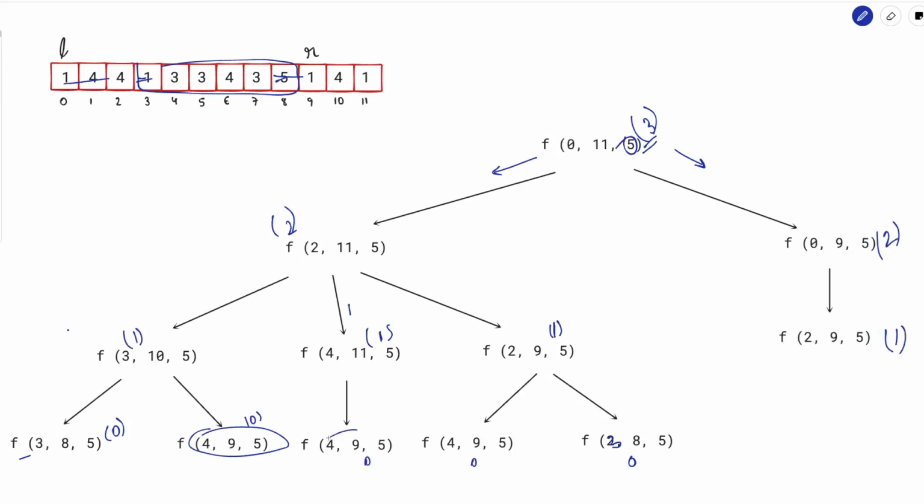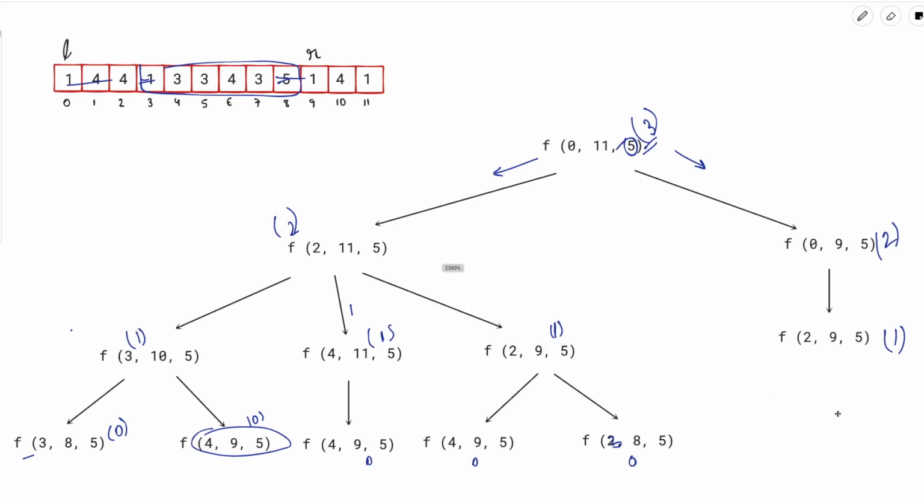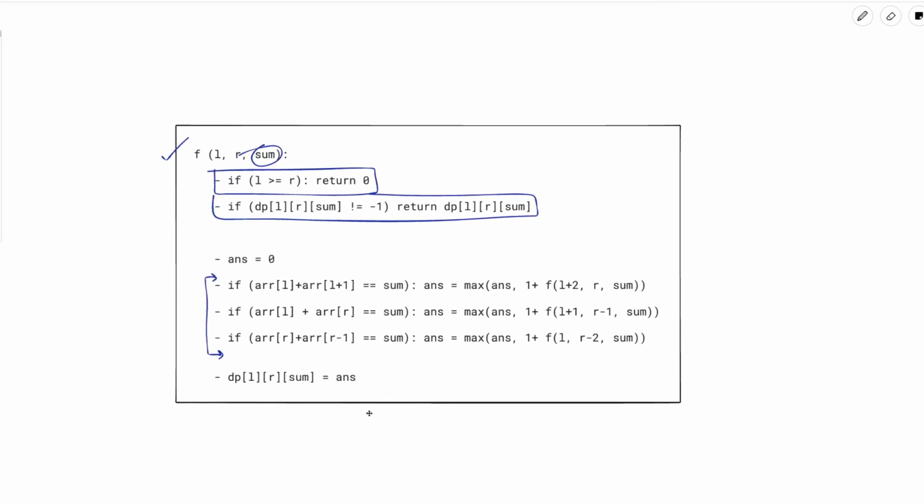f of 4, 9, 5, 4, 9, 5, f of 2, 9, 5, which occurred again. So there will be duplicates. So if you memorize it, then you will be able to answer duplicates without any further computation. So we are simply memorizing it before, so that we don't need to calculate the value for the duplicate questions. So here, we simply put the value after calculation in a DP array, and simply return that if the DP array already has something for that particular state, that is l, r, sum.